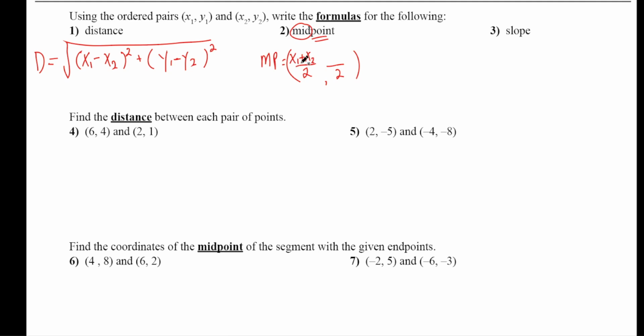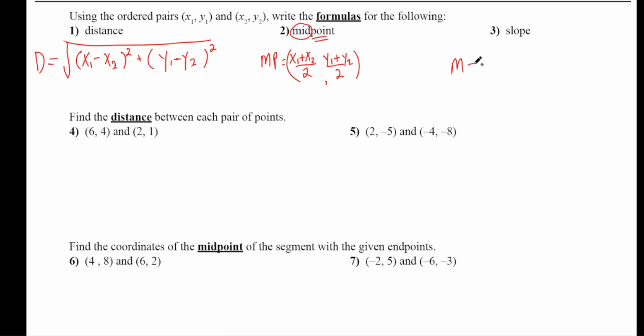So obviously if I do that to the x's, what do I do to the y's? Do the same thing. And again, it doesn't matter if I go y2 plus y1, because if I take two numbers and add them in a different order, it doesn't make any difference, does it? No. All right, that's my midpoint formula. There it is. That's the answer to that.